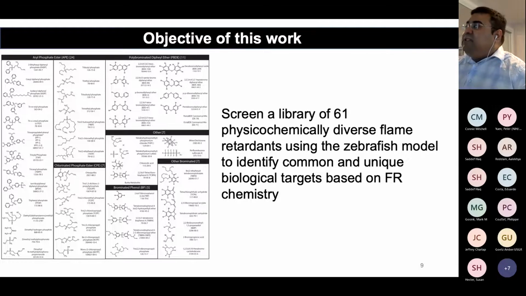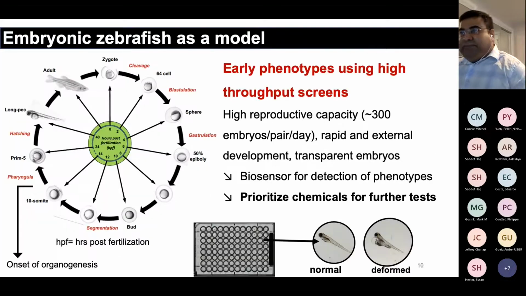Our work achieves this goal by using zebrafish as a screening model for a library of 61 different flame retardants belonging to diverse physicochemical classes. We also furthered the knowledge of the molecular targets of these flame retardants by pairing mRNA and microRNA sequencing for select flame retardants based on the initial screening. Our hypothesis and goal is that this will give an idea of the biological targets of flame retardants based on their chemistry. So why zebrafish?